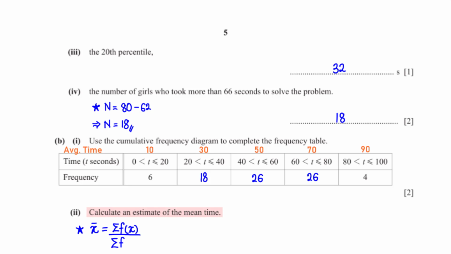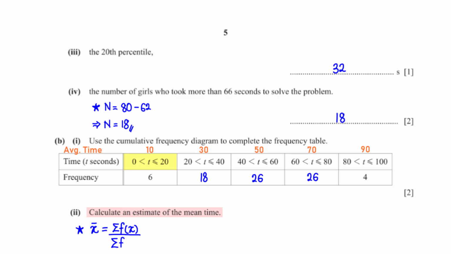Calculate an estimate of the mean time. The mean is equal to sigma f of x, which represents the total sum of the time taken by all the girls to solve the problem, divided by sigma f, which is the total number of girls. Before getting sigma f of x, we need to get an average time for each of the time intervals.